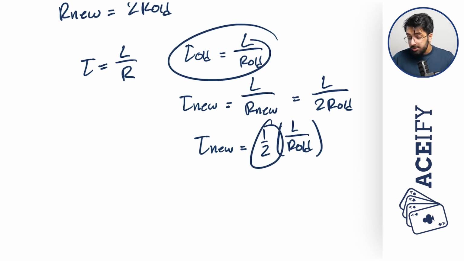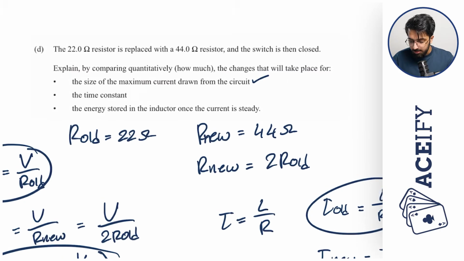And this just means it will take less time for the current to become a steady value. It will take less time for the current to reach a maximum, okay? And so therefore that is this one ticked off.